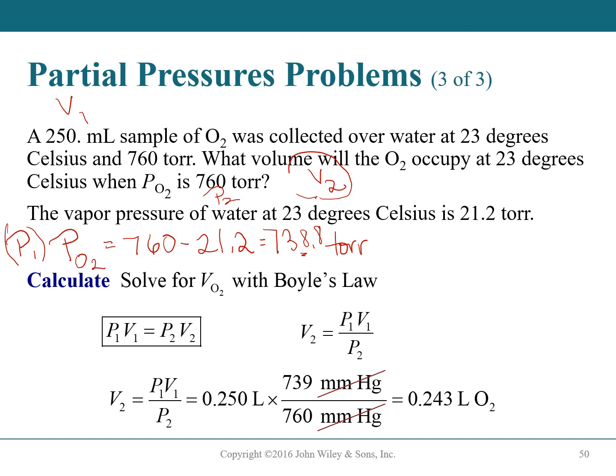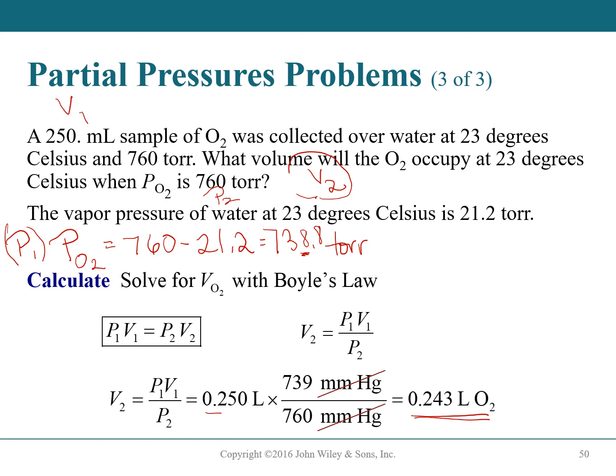So this is from our previous slide, 739, because you're going to end there. 760 is P2, and the 0.250 is V1. So now we know what the volume would be if it were just purely oxygen at 700 with a pressure of 760 torr.